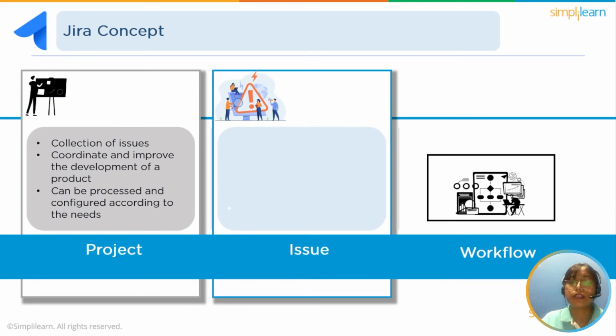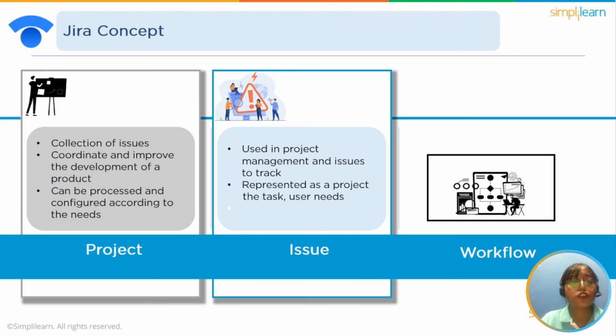And the second one is issue. As we already know, Jira is a tool used in project management and also uses issues to track all the tasks. According to your team and how your team uses Jira, the issue can be represented as a project, a task, user requirements, detection of software bugs, and enhancement of the project.